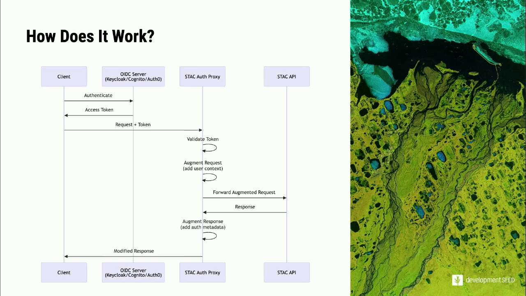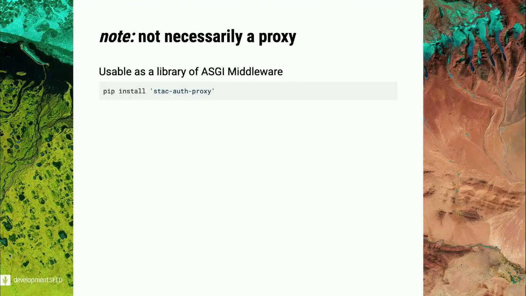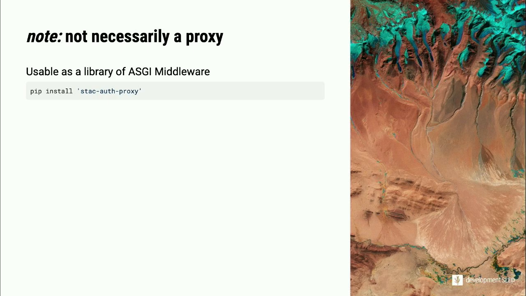and they need to come with an access token, a JWT. And so they'll make a request to the stac-auth-proxy, and at that time we'll validate the token, and then augment the request, and then forward the request to the STAC API, and get the response, augment the response, and return it to the client.